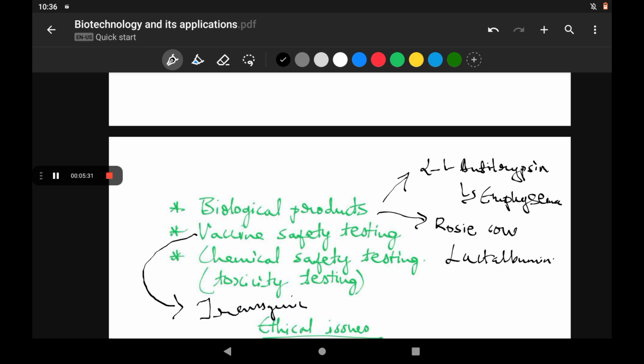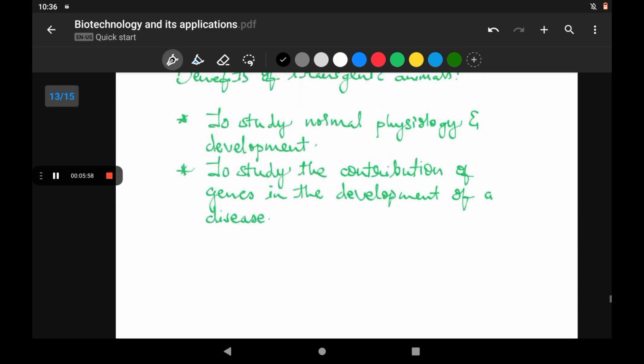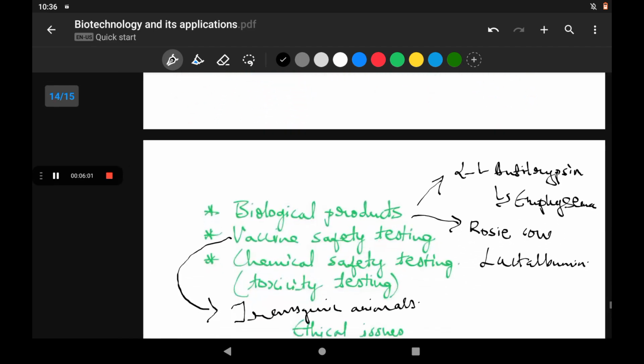So we can identify toxicity even at very low dosages by using transgenic animals, whereas normal animals wouldn't show that sensitivity to chemical toxicity. Transgenic animals would show a better result than the normal animals, especially for chemical safety testing or toxicity testing. We can utilize the transgenic animals. So these are the places where the transgenic animals are utilized.